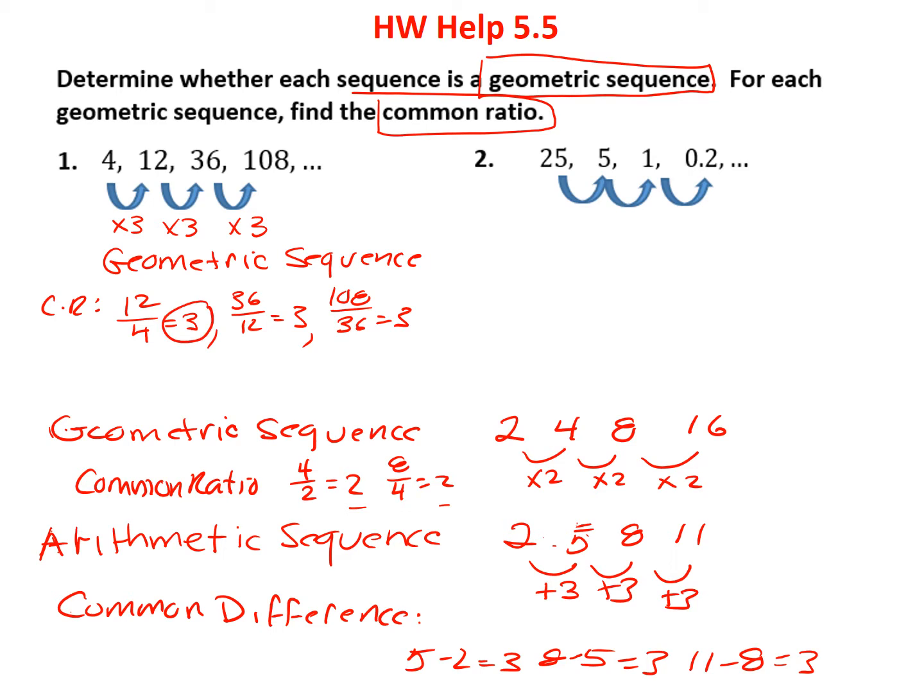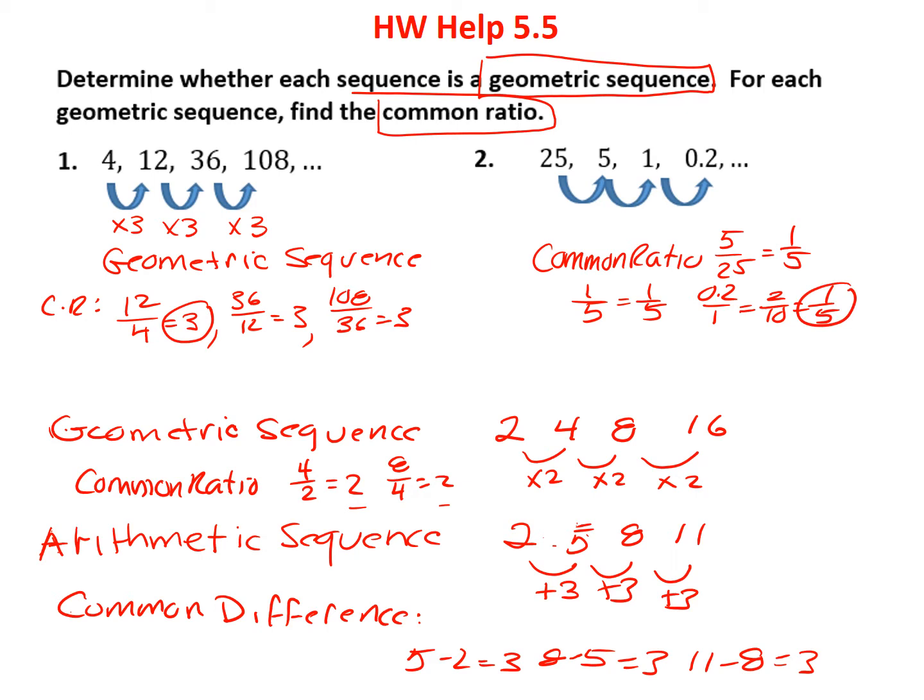In the next one, you may go, well, I don't see a multiplication. They're getting smaller. Well, you might start here by seeing if there's a common ratio. Notice here that 5 divided by 25 is 1/5. And at the same time, 1 divided by 5, the next two, is 1/5. And then finally, 0.2 divided by 1 is also, that's 2/10 or 1/5. So there's my common ratio.